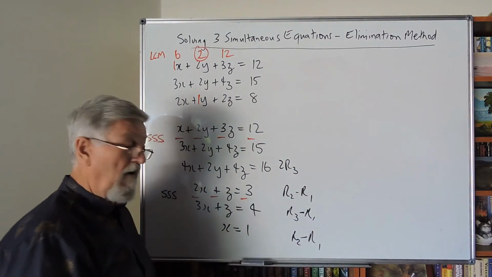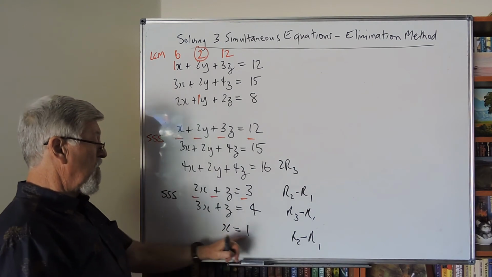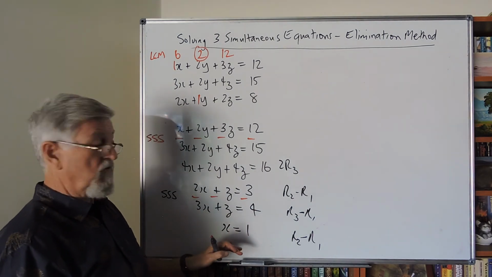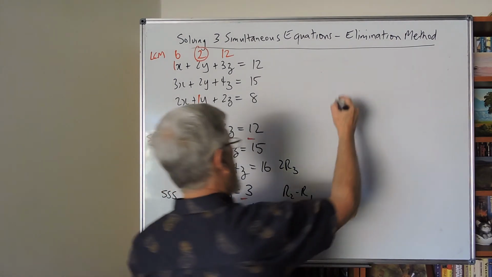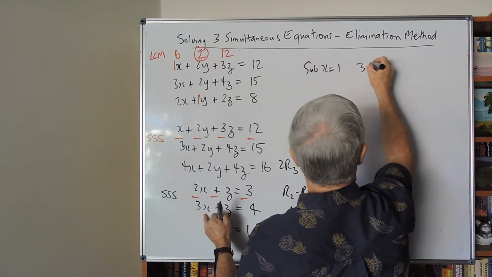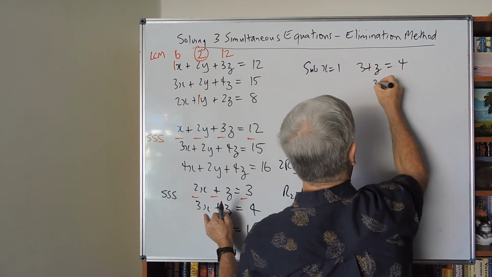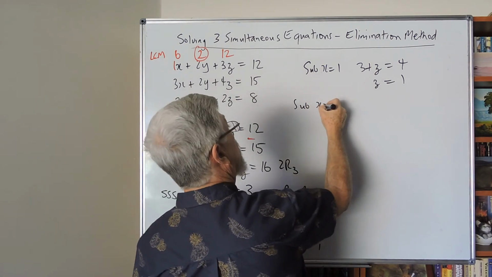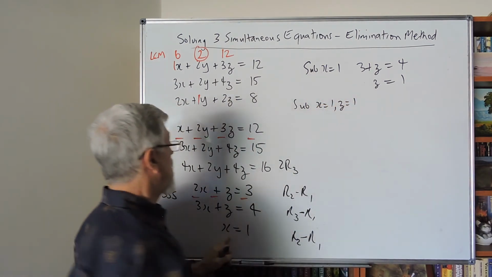What do I do now to go from there to the answer? I sub the 1 back in. You could do this in your head. 3 1s are 3 plus what is 4, and the answer is 1. I'll do it properly. So sub x equals 1, and I've got 3 plus z equals 4, so z equals 1. So now I'm going to sub x equals 1 and z equals 1 into where?